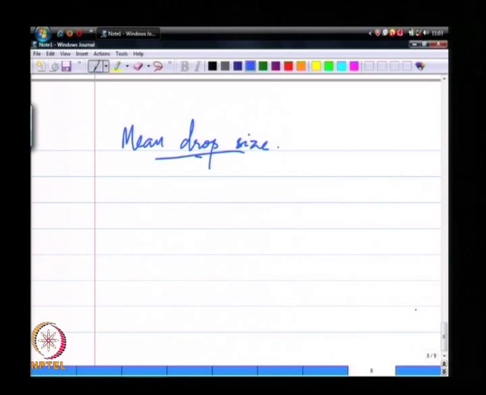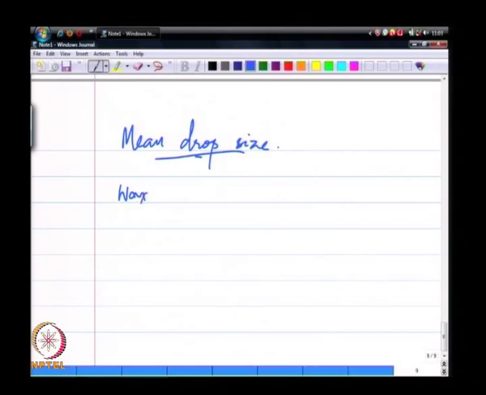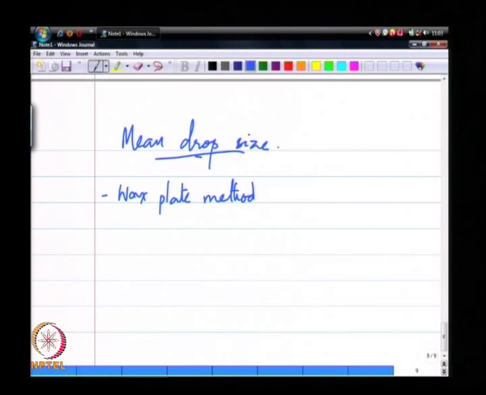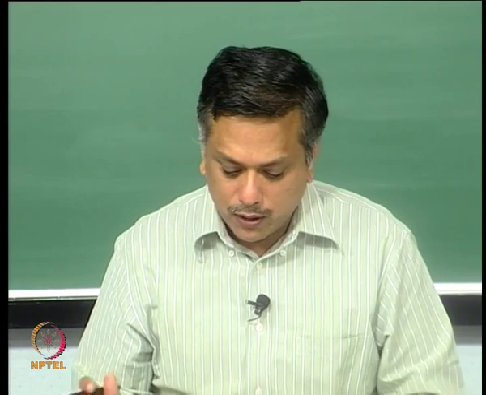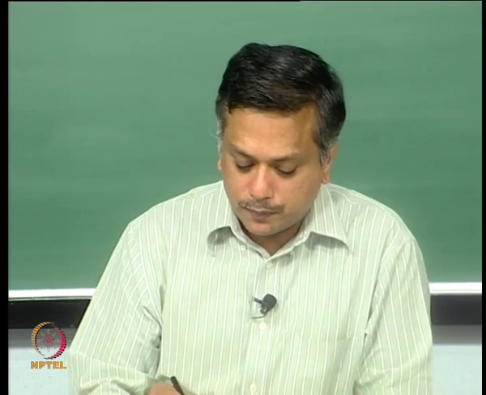If you look at mean drop size, the oldest way of measuring it is what is called the wax plate method. Now, you will probably not find anybody using this today, because there are optical tools that will do this for you, but I still think there is value in this. It is a very simple technique that you can build on your own in a day's time and get an estimate of what the drop size may be. Okay. So, how does this work?